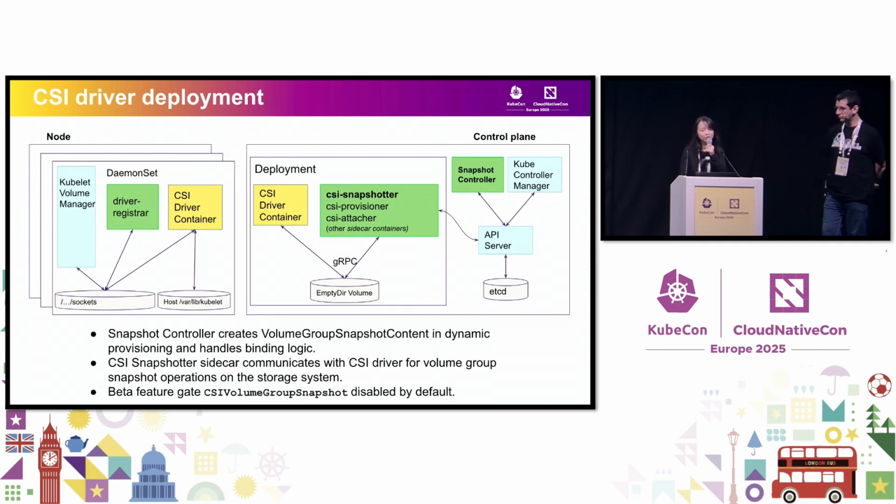The CSI snapshotter sidecar is deployed together with the CSI driver. It watches the volume group snapshot content API objects. It calls the CSI driver to create or delete volume group snapshot on the storage system. We introduced a feature gate in both snapshot controller and the CSI snapshotter sidecar. Since this is the beta API, the feature gate is disabled by default. Now let me hand it over to Leonardo. He will explain how the two types of provisioning work.